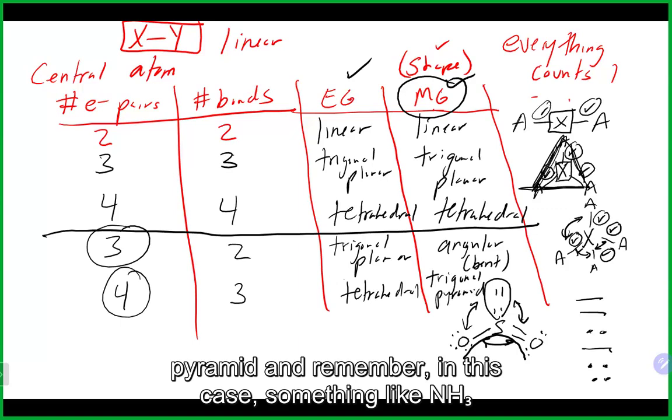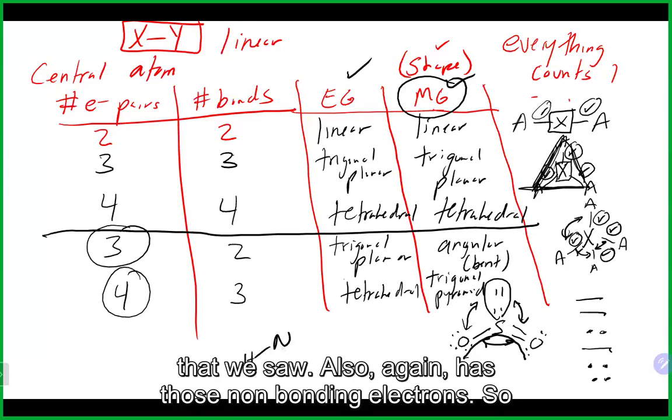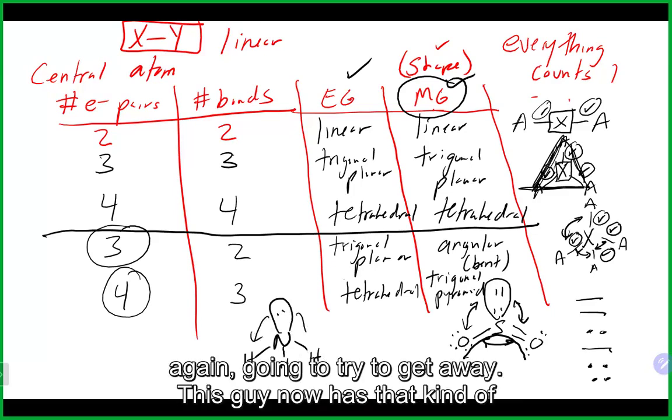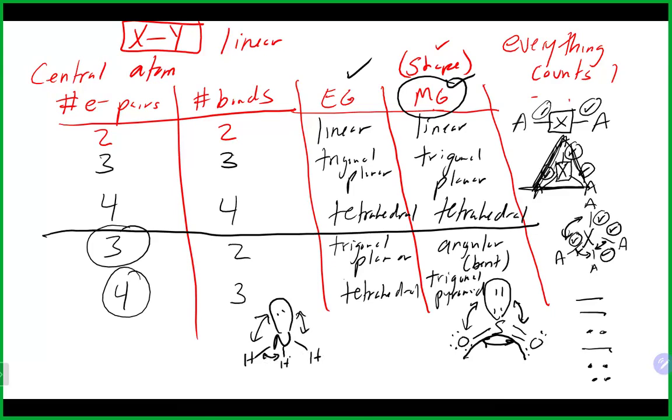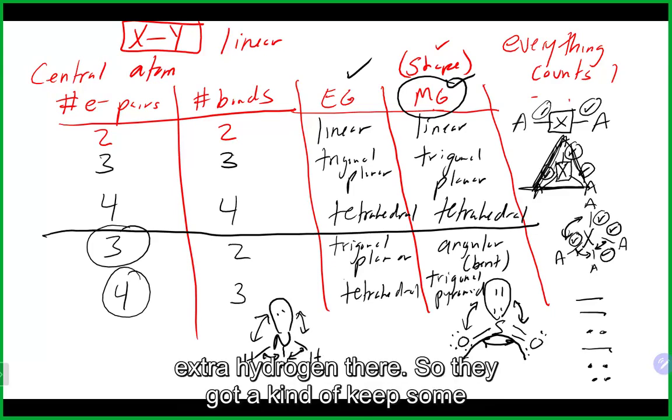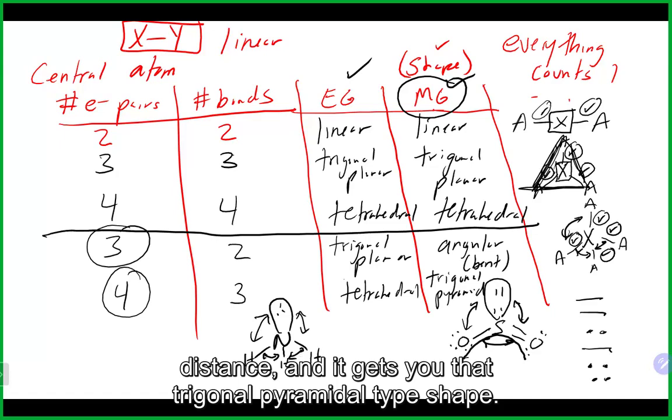And remember, in this case, something like NH3 that we saw also has those non-bonding electrons. So again, they're going to try to get away. This guy now has that extra hydrogen there, so they have to keep some distance, and it gets you that trigonal pyramidal type shape.